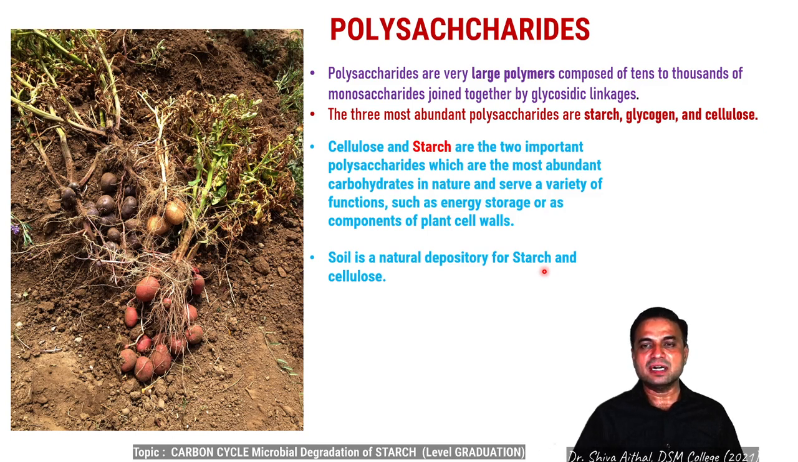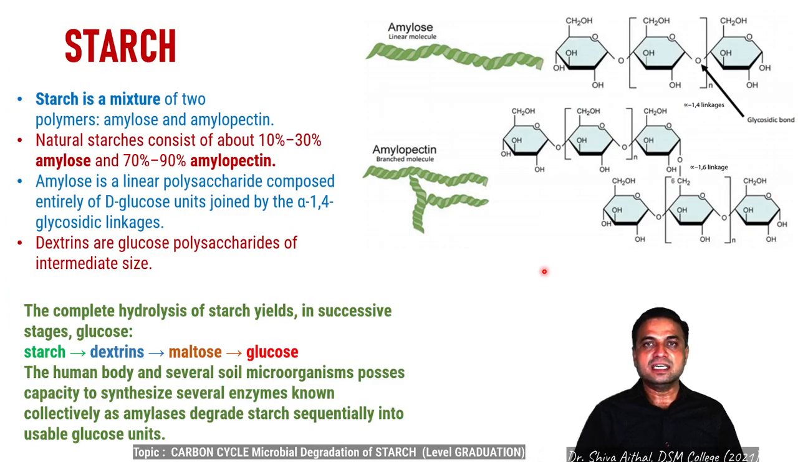The three most abundant polysaccharides are starch, glycogen and cellulose. Cellulose and starch are the two important polysaccharides which are most abundant in nature, and they serve a variety of functions. The main function of starch is storage material, reserve food material. Soil is a natural depository for starch and cellulose, and therefore starch forms a key component in the carbon cycle.